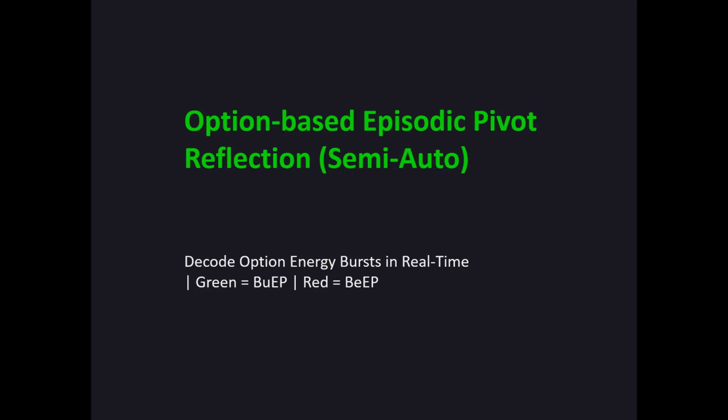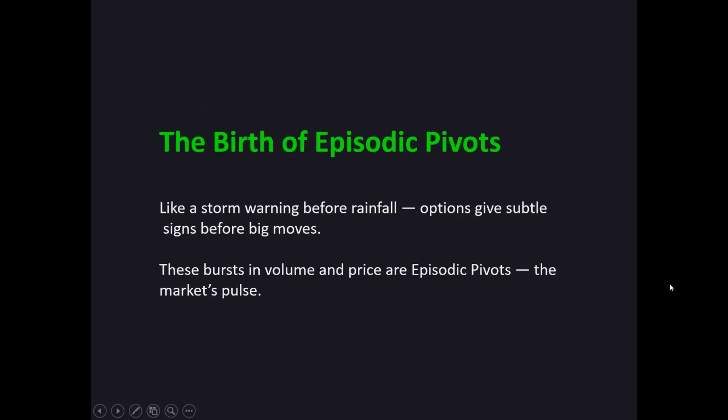So, in this master class, you are not just learning an indicator, you are learning to read reflections, decode confusion, and find clarity when the market speaks in code. Because episodic pivot reflection isn't just about price, it is about understanding the hidden rhythm of smart money. So, friends, let us start. This is the introduction I've given you. Let us start with the presentation.